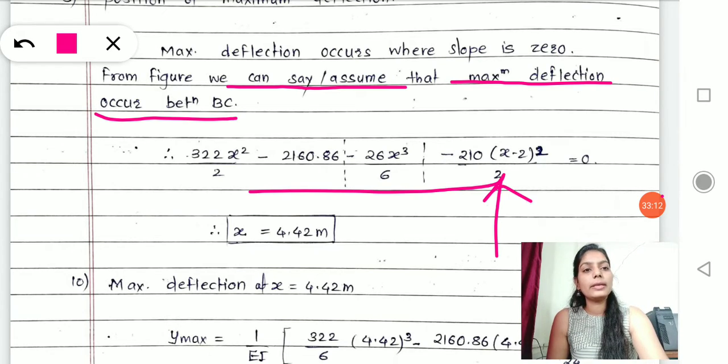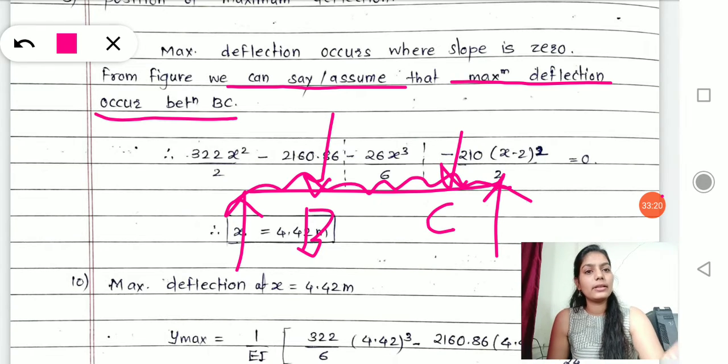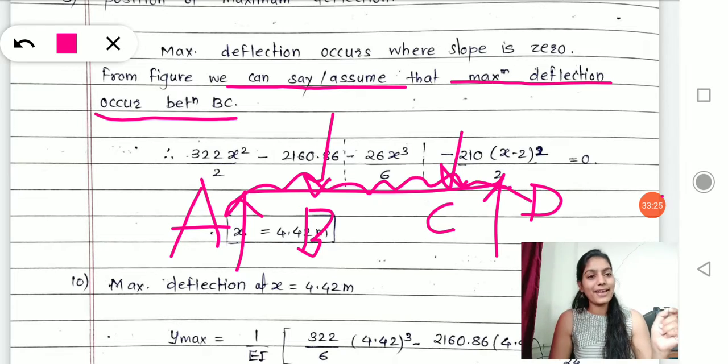See, this is your beam. You have a point load here and here. Also, you have a UDL acting upon it, right? So, B to C. A, B, C, D. That was the naming I have provided.